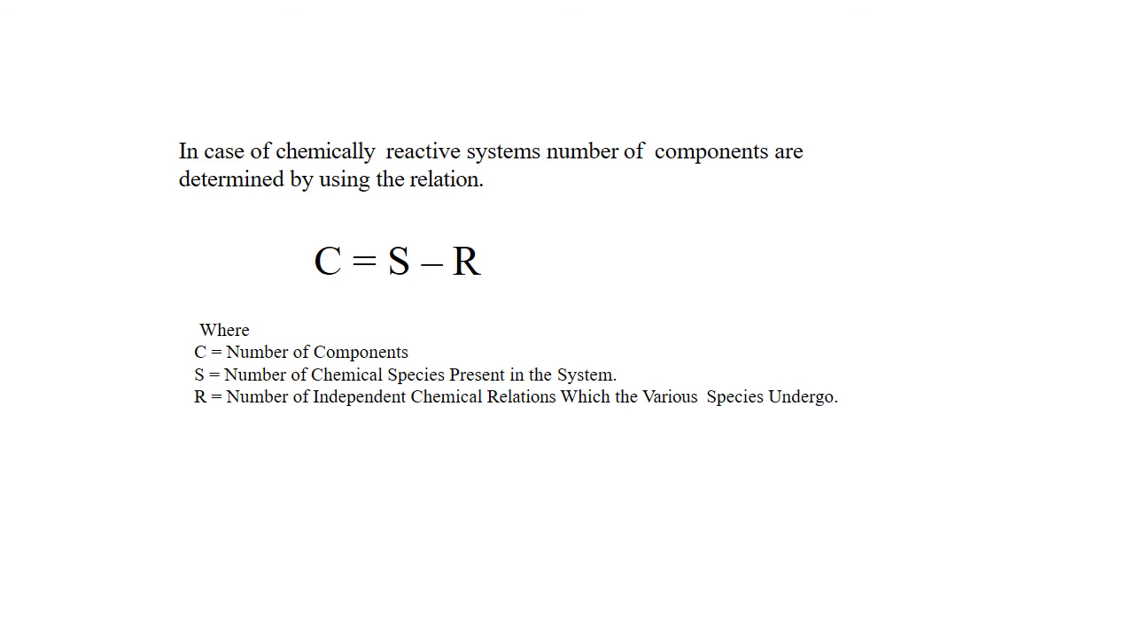We will see how many chemical species are present in the system, and R is the number of independent chemical relations, I mean the reactions through which those chemical species are formed. Either these species are formed through a one-step reaction or a two-step reaction. If it's a one-step reaction, then the value of R will be 1. If the reaction completes in two steps, then the value of R will be 2.